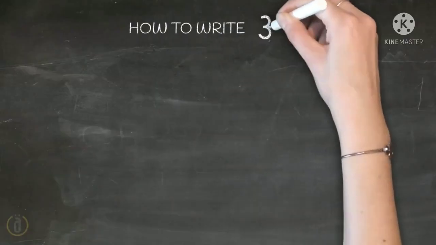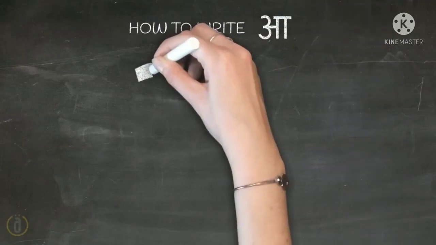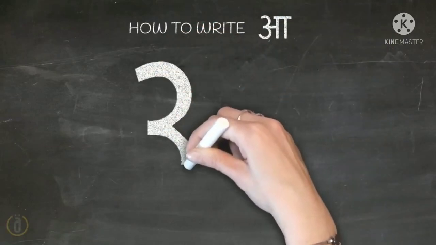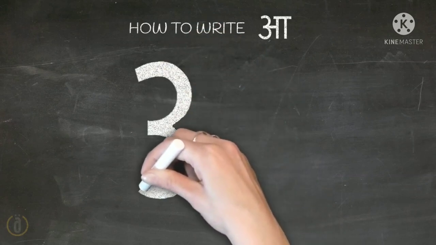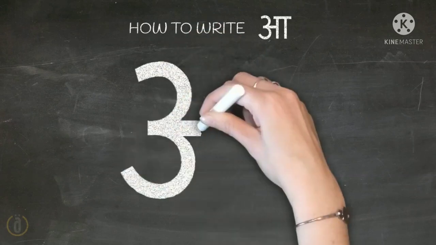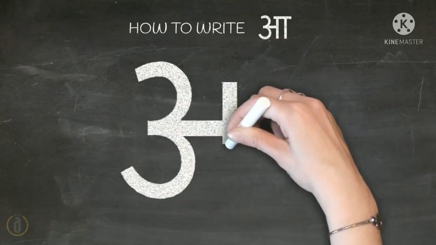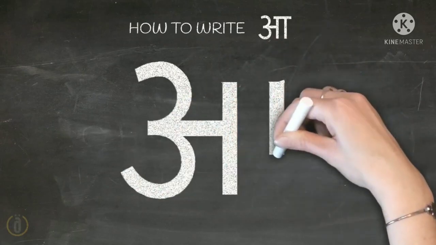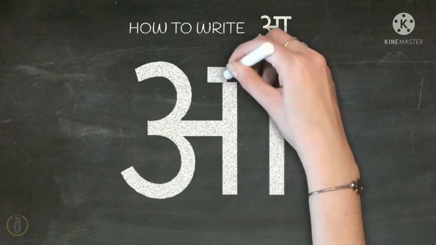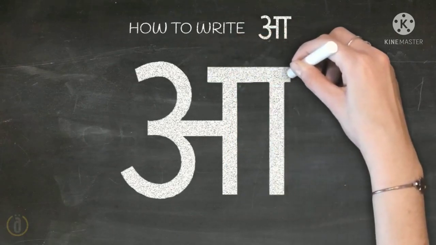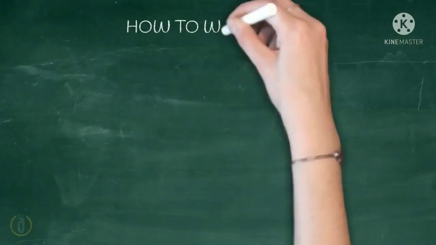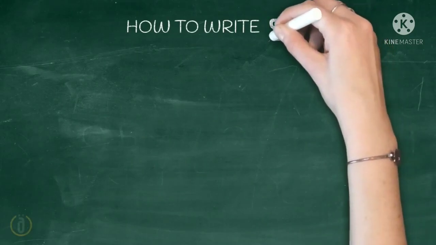Next, Aa. Also draw a left curve and join another left curve at the end of the first curve. Next, join a small sleeping line at the middle of the two curves. Next, join one standing line and also draw another standing line. Both standing lines are also joined with a small sleeping line. It's Aa. Next letter is I.